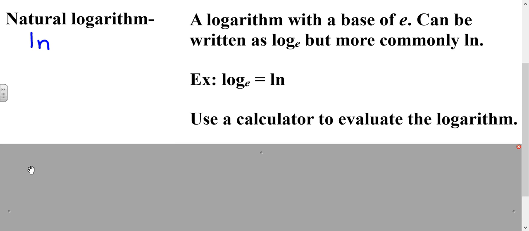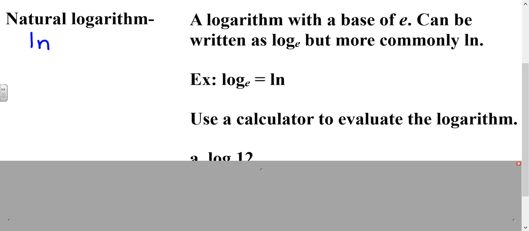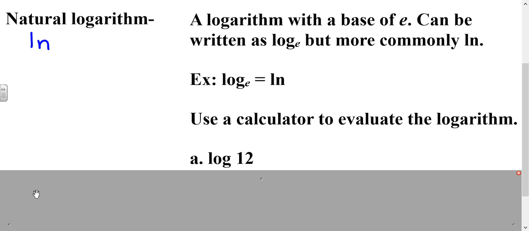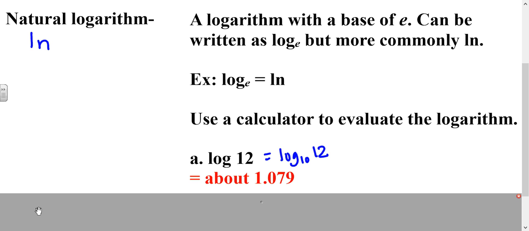Okay, now we're going to use a calculator to do these, so this is pretty easy. I want you to just type in log 12 on your calculator. So this is equivalent to log base 10 of 12, which is like saying 10 to what power equals 12. Well, I have no idea what that is because it's probably going to be a decimal because it doesn't come out even. So you would need to use your calculator for this. So if you just type in log 12 and hit enter or equals, you should get about 1.079. And we're going to round to 3 decimal places for these.